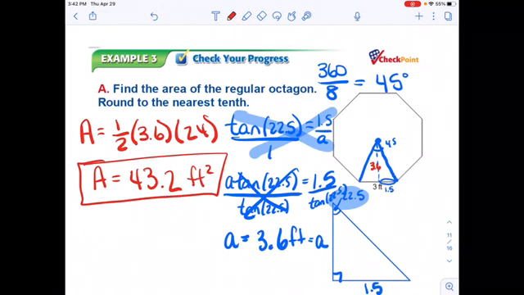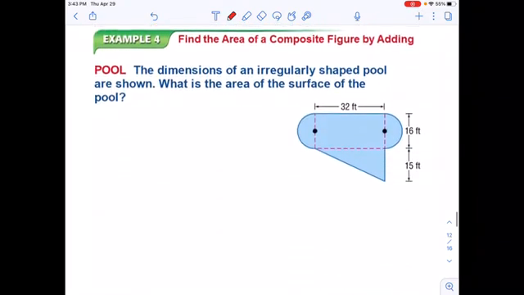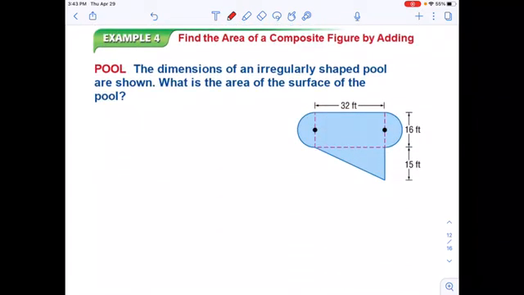All right. So that is how you find the area of regular n-gons. We are going to switch over to something a little different, although I will say probably easier. We're going to find the dimensions of an irregularly shaped pool. So, what is the area of the surface of the pool? It's pretty simple when they go ahead and split it up for you like this. You can visualize there's 4 different shapes making up this: 2 semicircles, a rectangle, and a triangle. We know how to find the area of each of these shapes, so let's do it.